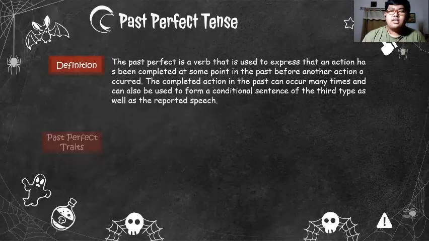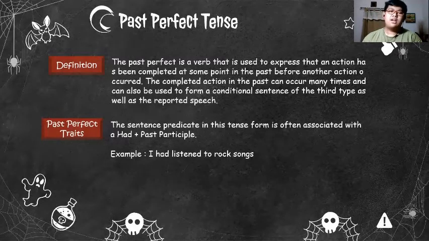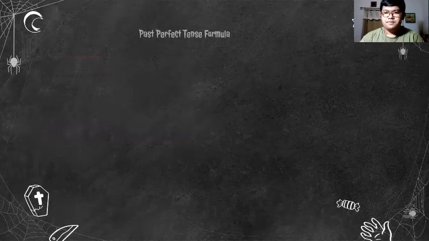Now, I will tell you about the third tense, which is the past perfect tense. The past perfect is a verb form that is used to express that an action has been completed at some point in the past before another action occurred. The completed action in the past can occur many times and can also be used to form a conditional sentence of the third type as well as reported speech. Past perfect traits: the sentence predicate in this tense form is often associated with had plus past participle. For example, I had listened to rock songs.